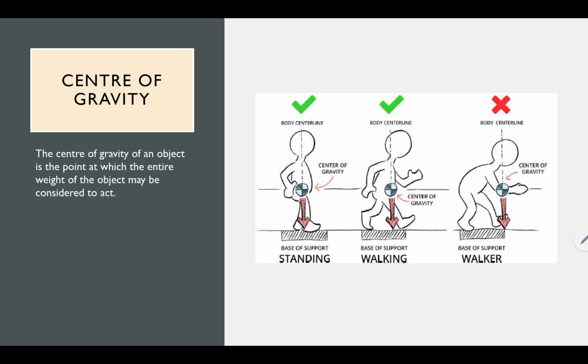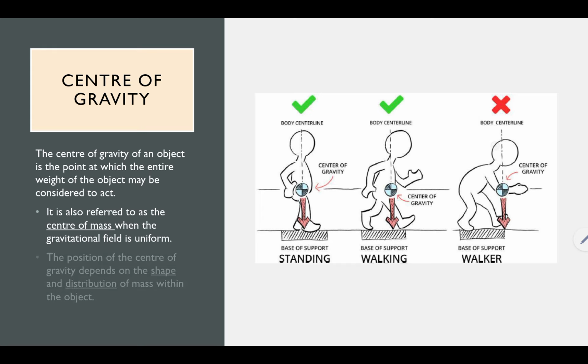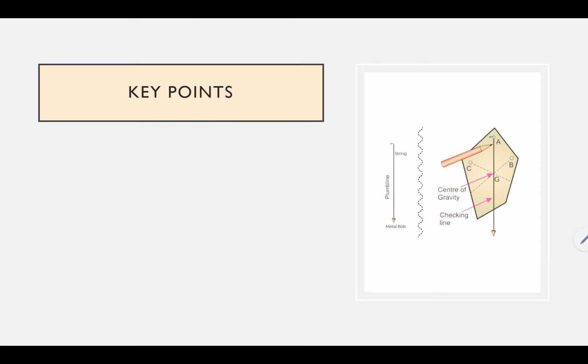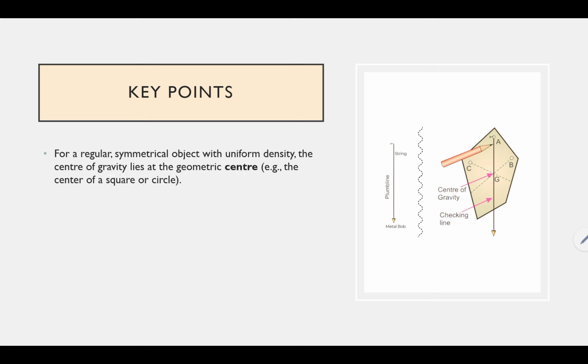What's the meaning of center of gravity? The center of gravity of an object is the point at which the entire weight of the object may be considered to act. So it's also referred to as the center of mass when the gravitational field is uniform. The position of the center of gravity depends on two things: the shape and the distribution of mass within the object. So, for a regular symmetrical object with uniform density, the center of gravity lies at the geometric center.